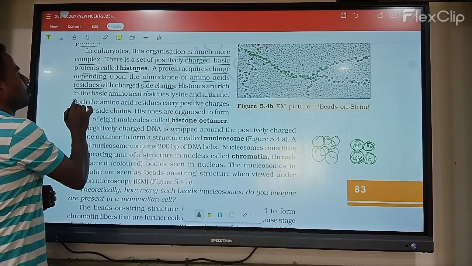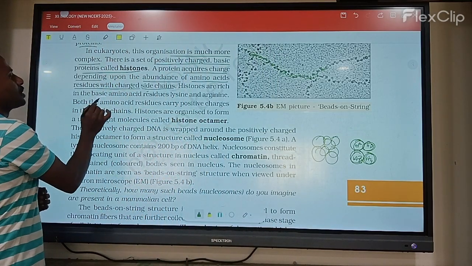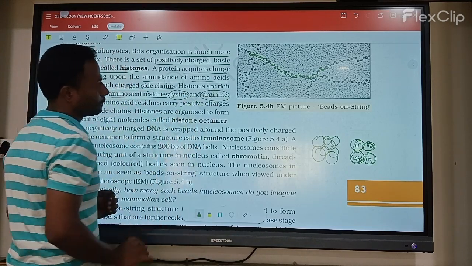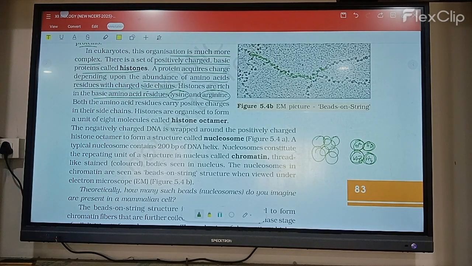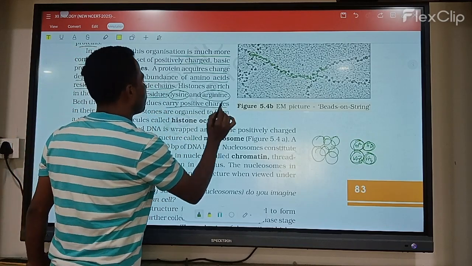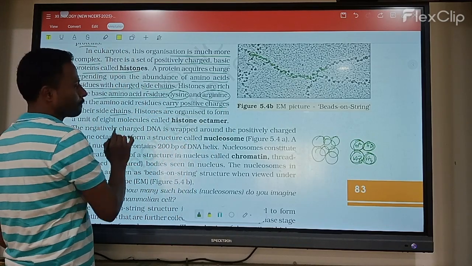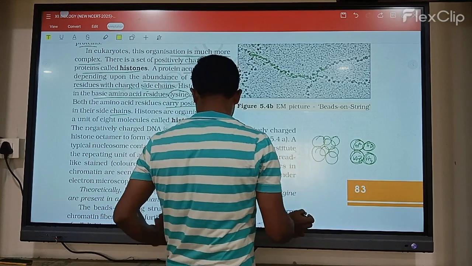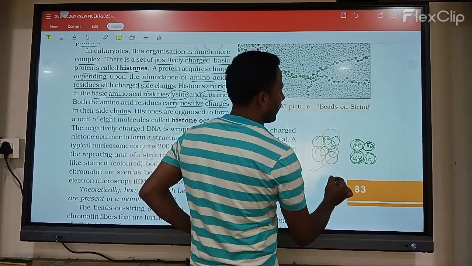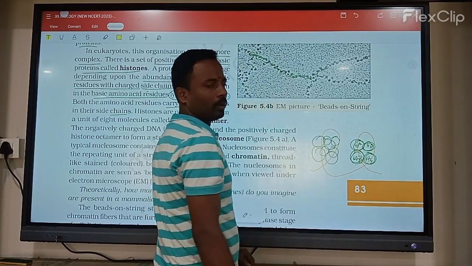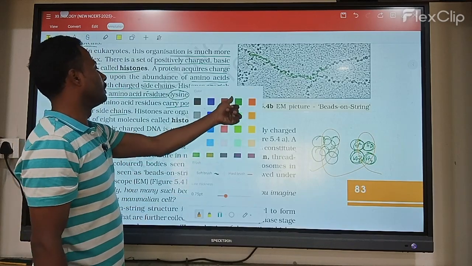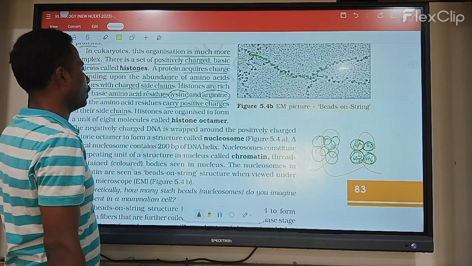The histones are mostly rich in basic amino acid residues, that is lysine as well as arginine. Both of these amino acid residues carry a positive charge in their side chain. So the DNA is rapidly packed together with the histone proteins.